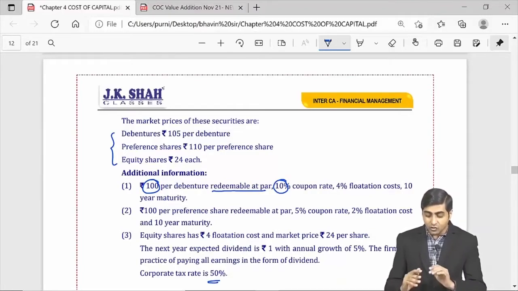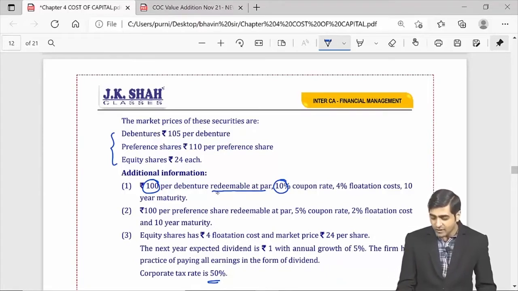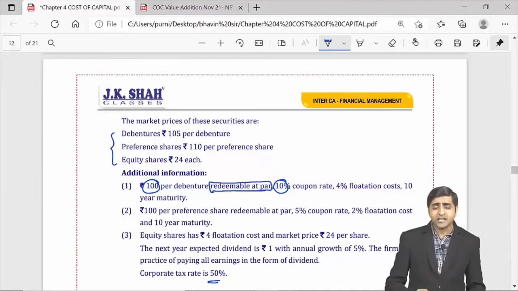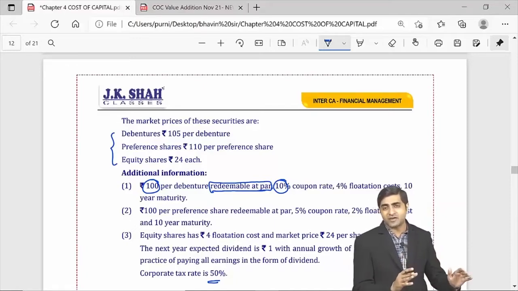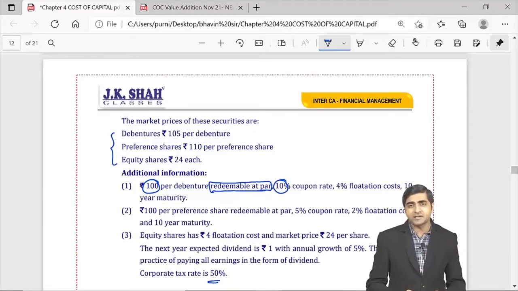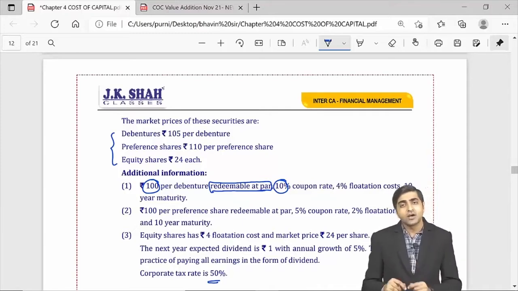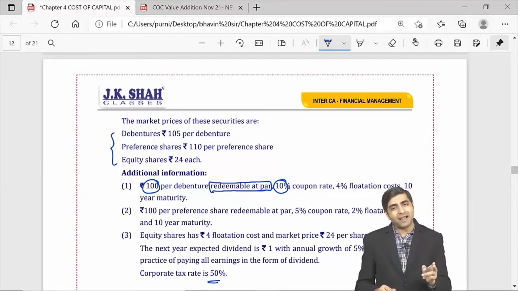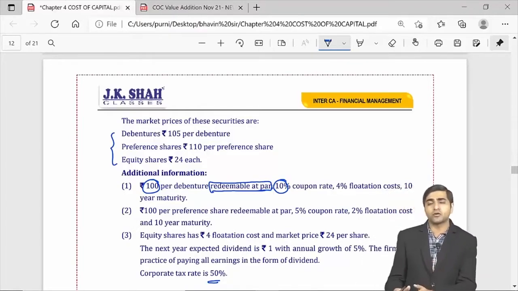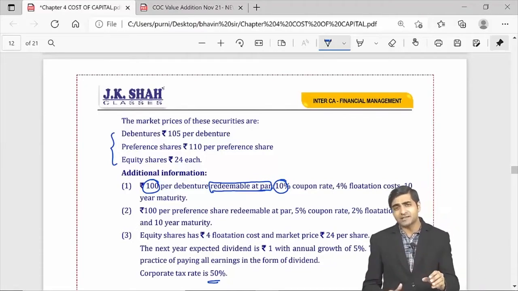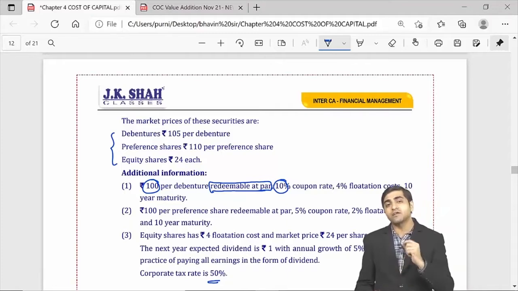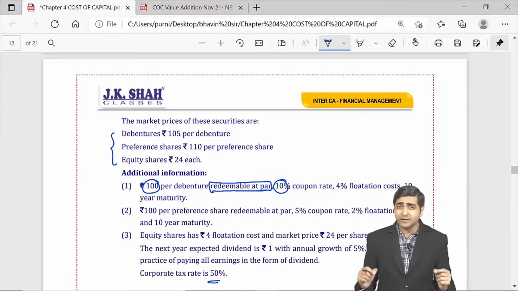Then for redemption, no information is given, or even if you check this question specifically, they have told you that it is redeemable at par. Even if this sentence had not been there, we would have redeemed the debentures or preference shares at par only. So that will be 100 rupees. For calculation of net proceeds, you can take market price minus flotation cost. Alternatively, you can also take face value minus flotation cost. But as per the revised study module, we will be taking market price minus flotation cost, and that will give you your net proceeds.